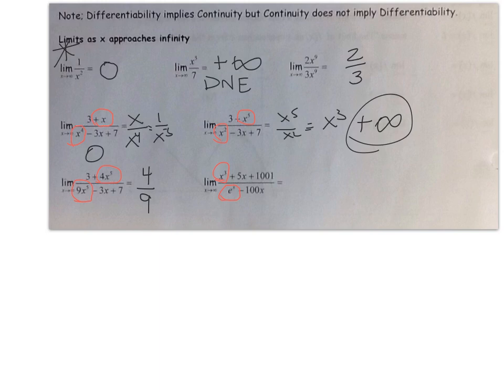So we're looking at relative growth rates. This is called comparing relative growth rates. If the growth on the bottom is more than the growth on the top, then that is going to have a limit of 0.